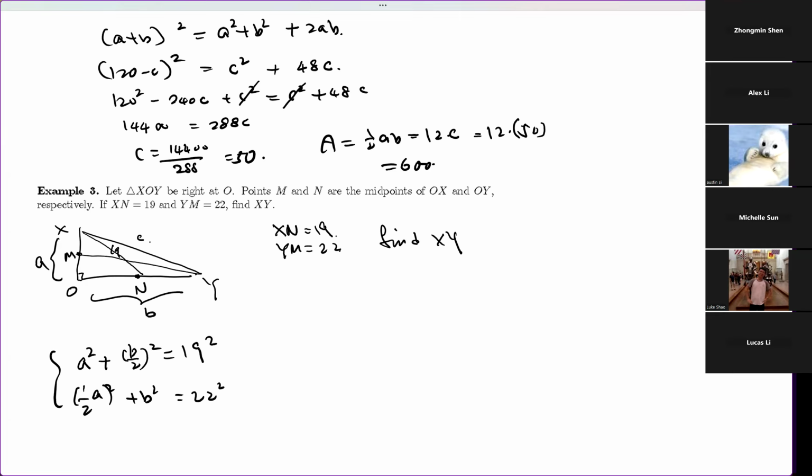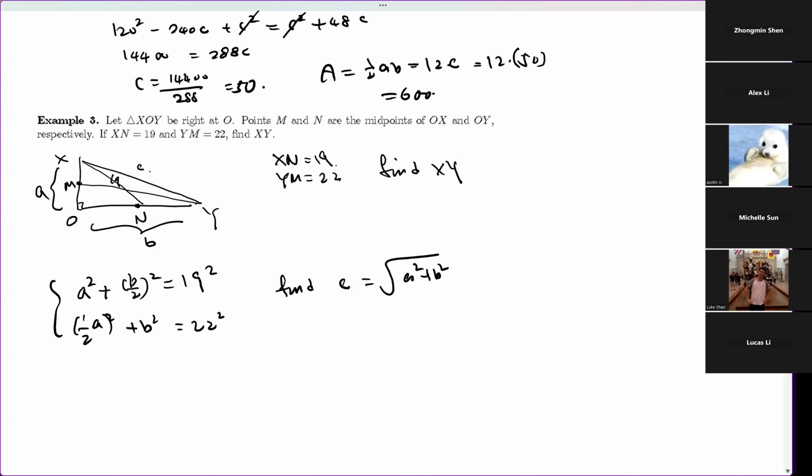So you want to find out C, which is the square root of A squared plus B squared. So if you know A squared plus B squared, then you can find C. All right, then we're done. If you write all this in and you look at these two algebraic equations, how do you get A squared plus B squared? You just add those two equations together.